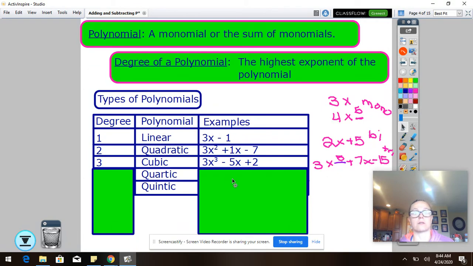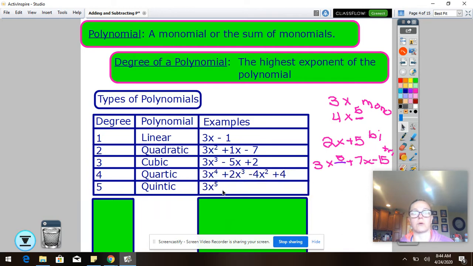3x cubed minus 5x plus 2. Quartic is 4, quintic is 5. Again, those are the largest exponents. Now, one thing I want you guys all to notice right here in this example section is it goes largest exponent to smallest, 2, 1, none. Because we know when there's nothing there, that's the same thing as saying x to the 0 power. So remember that. That is why it's going in descending order. And we're going to talk about that in the next page.